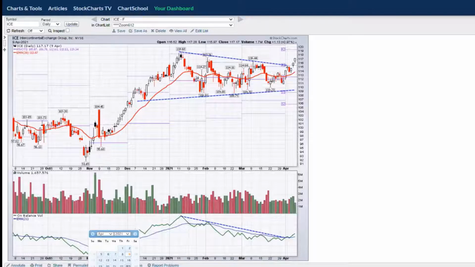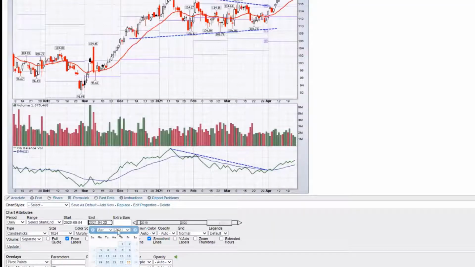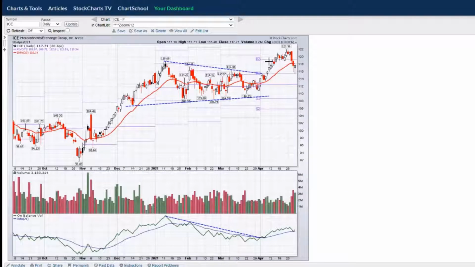Frankly, I didn't remember what happened to this one, but you probably had to go a week further. We got up above the R2.